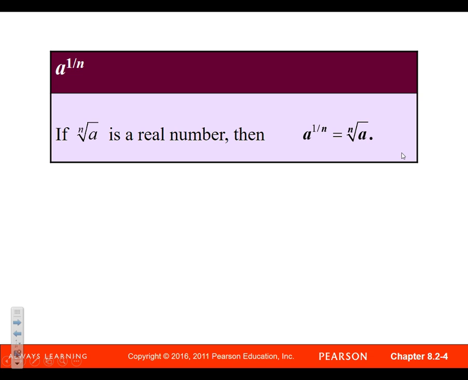Here we go. So if you have the nth root of a, and you want to express it in the form of a rational exponent, all you're going to do is take 1 and divide it by the index. So if we have the square root, that would be 1 over 2. If it was the third root, it'd be 1 over 3, so forth. Okay? Questions there?